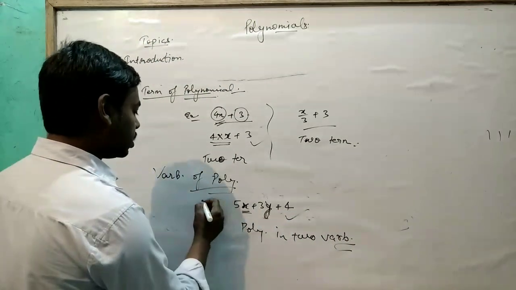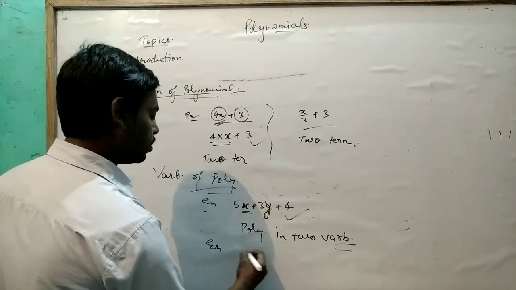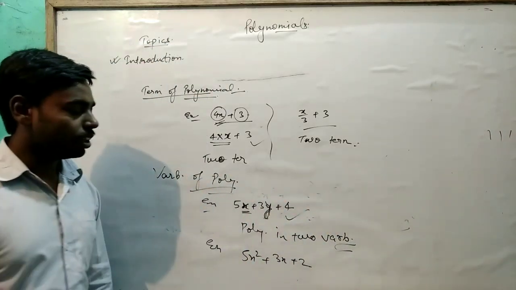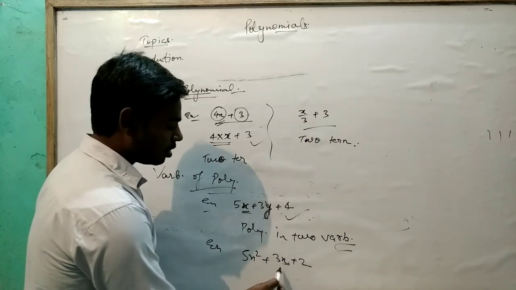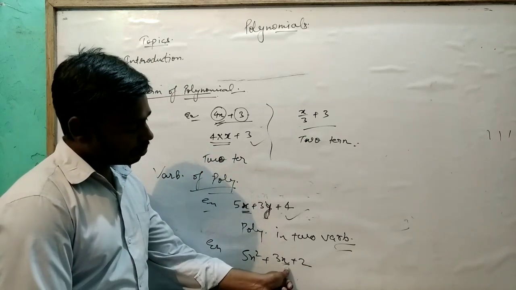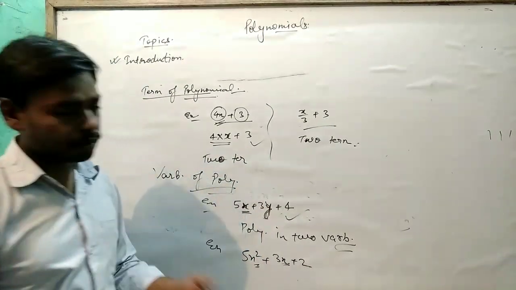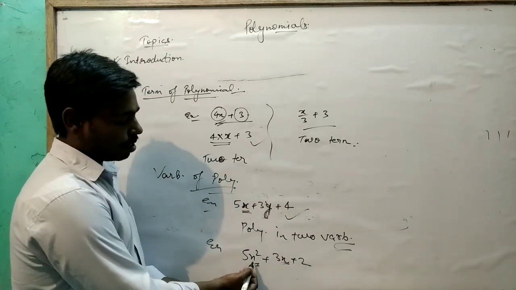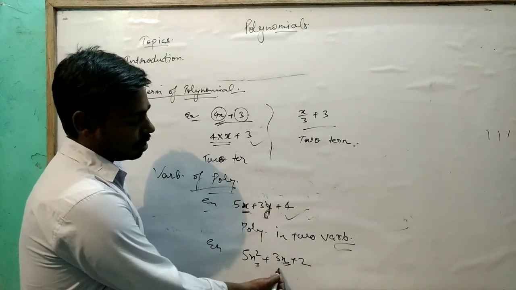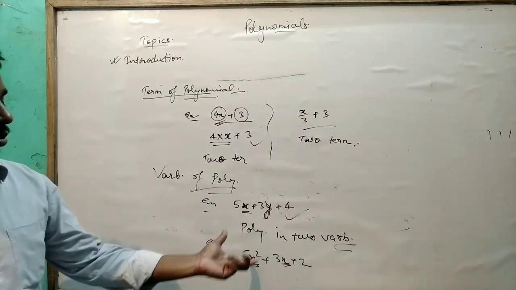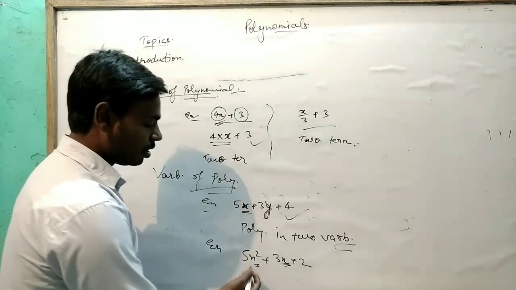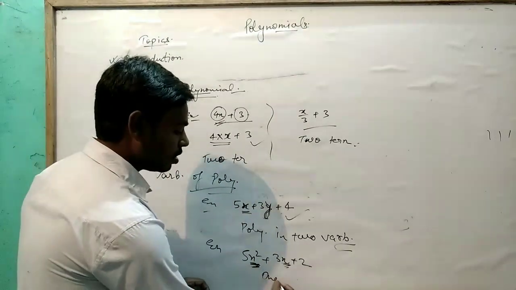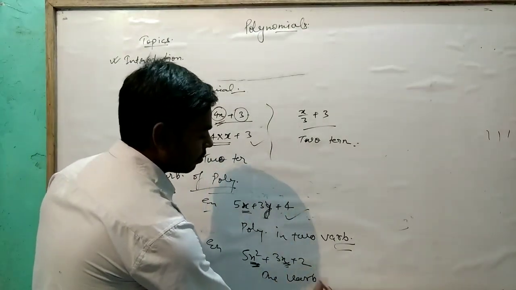So again, next example, 5x square plus 3x plus 2. Here we can see a variable here and here also a variable. So don't be misguided here. We cannot say that it has two variables. It has only one variable, that is x. Okay, it is one variable.